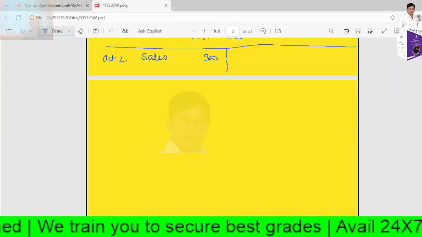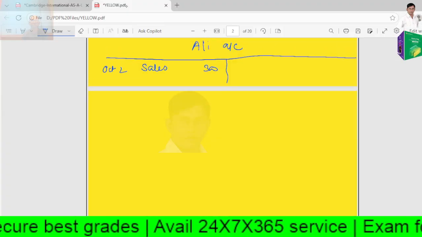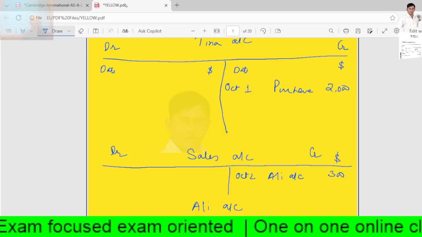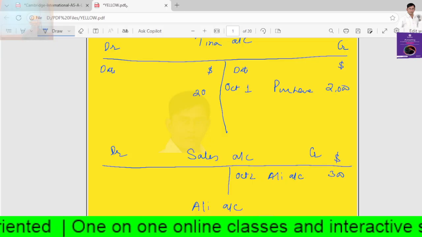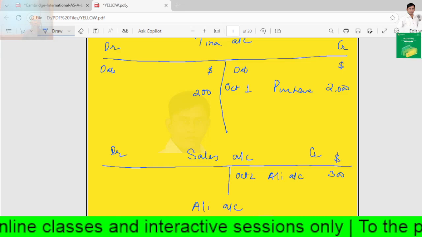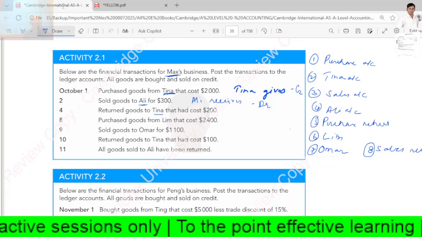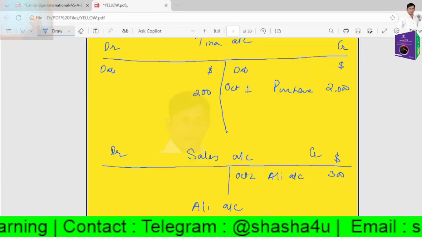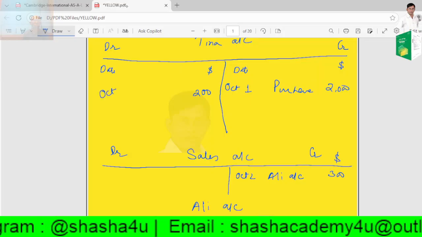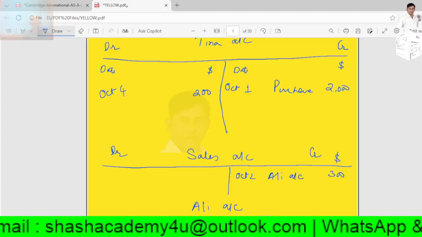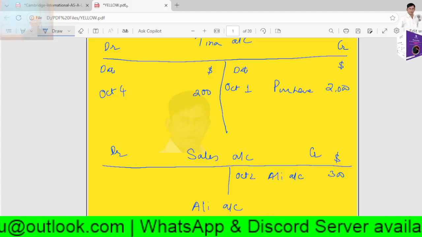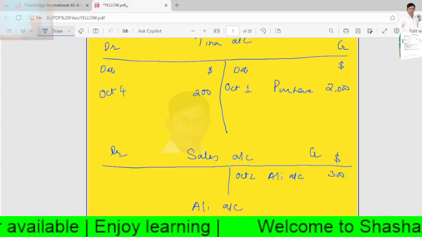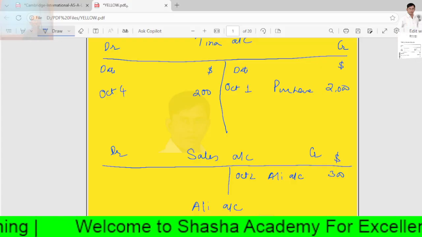Tina account will be debited with 200. On what date? On October 4th. So October 4th, Tina account is debited with 200. But why are we debiting Tina? Because we have returned the goods to her. So purchase returns.